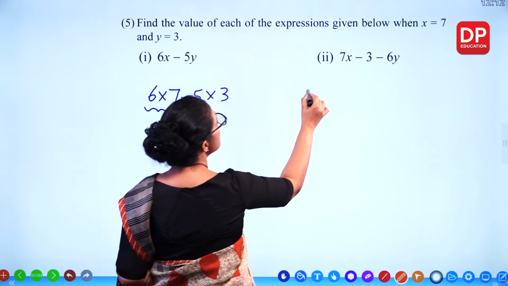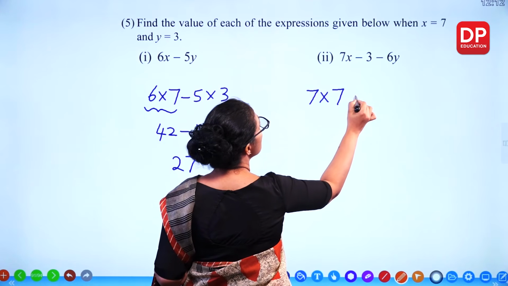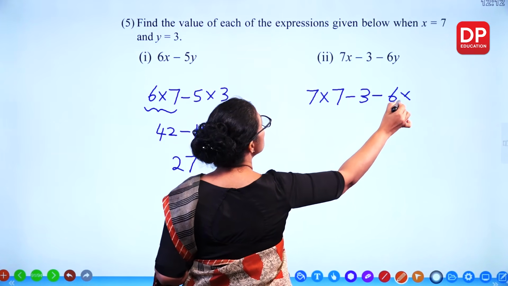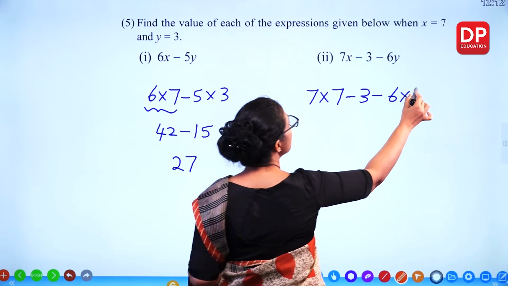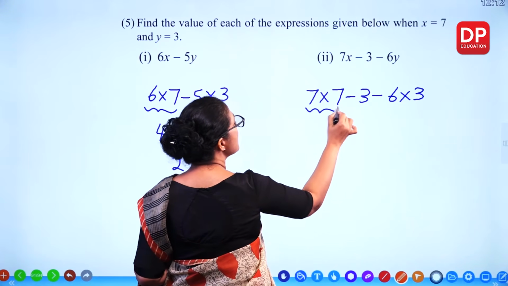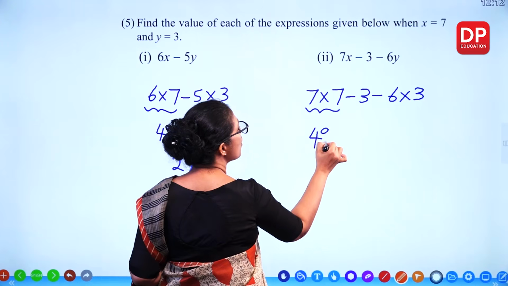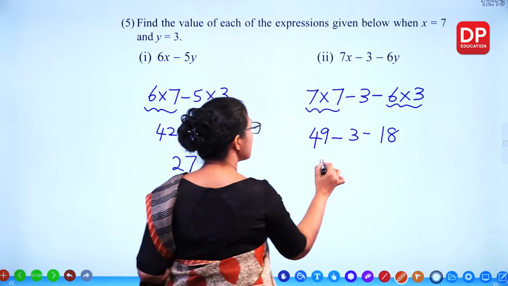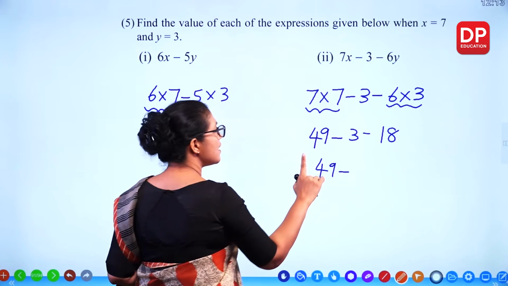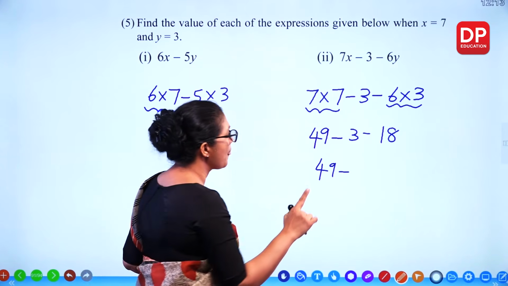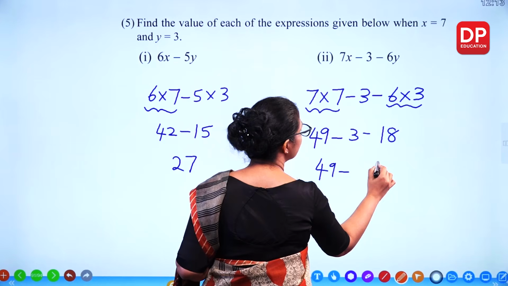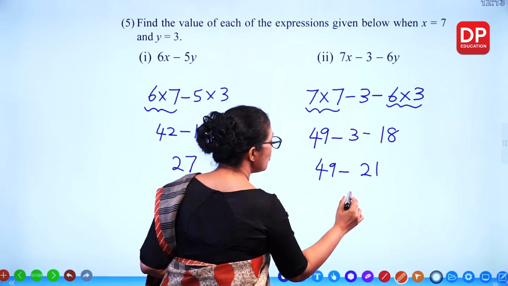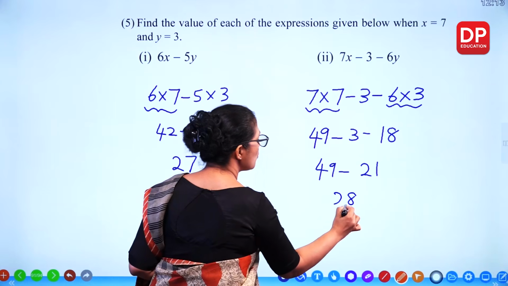Here substitute. 7x, x is 7. 6 times y. Y is 3. Multiplication first. 7 times 7, 49. 6 times 3, 18. So 49 minus 3 and 18, when you add, both minus. So you can add, 21. So subtract these two. You get 28.